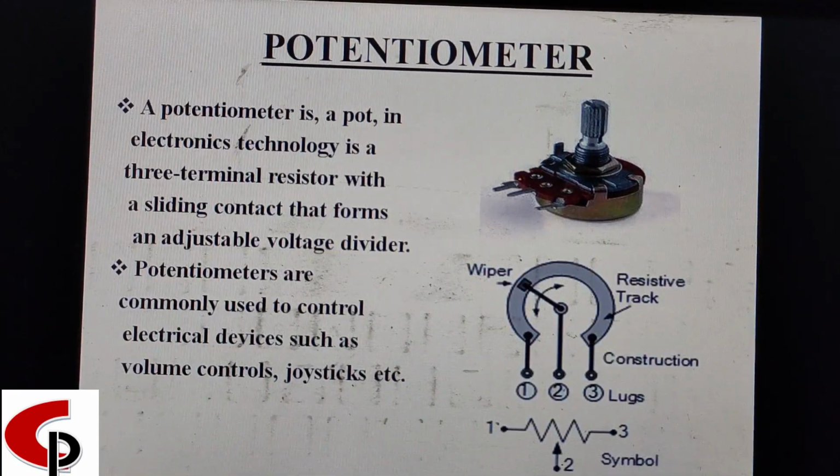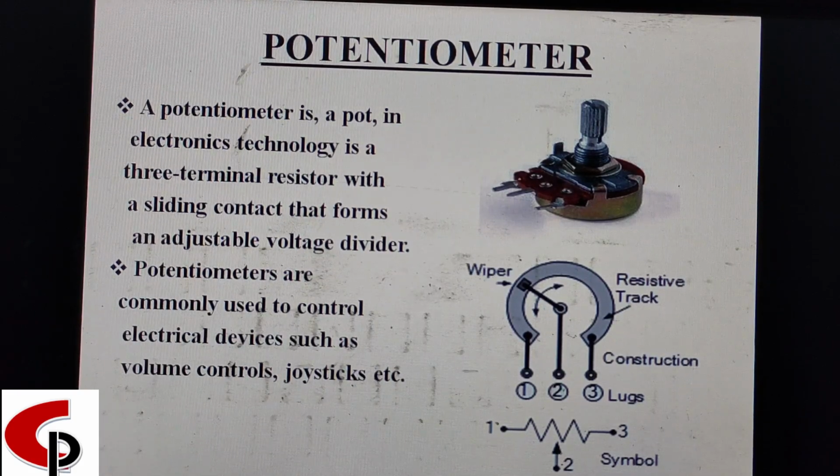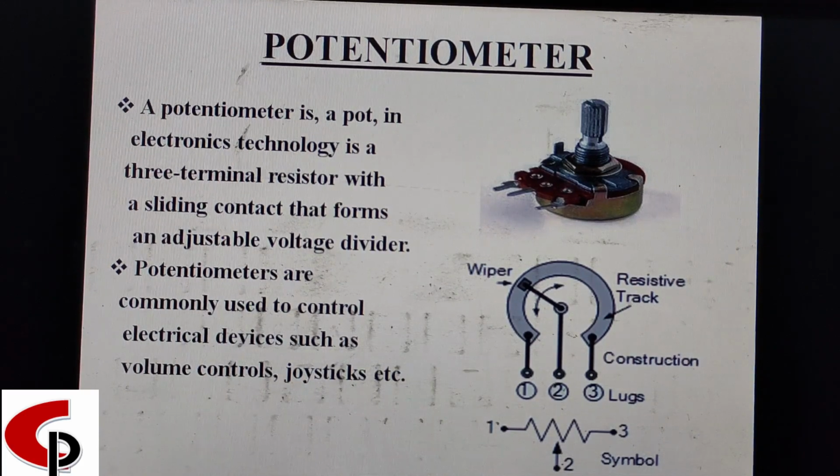Then comes the potentiometer. A potentiometer is otherwise known as a pot. In electronics technology, it is a three-terminal resistor with a sliding contact that forms an adjustable voltage divider. Potentiometers are commonly used to control electrical devices such as volume control and joystick, etc. As you see in the figure, the potentiometer also has three terminals, that is terminals 1 and 3 are fixed terminals and terminal 2 is the variable terminal.